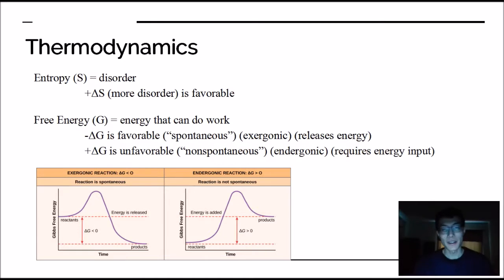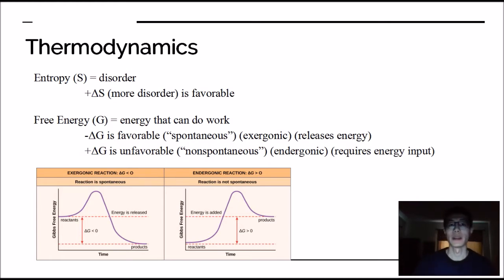Alright, so the first thing that we like to talk about in regards to thermodynamics is this concept of entropy. Entropy measures the amount of disorder within a system. You can have an increase in disorder, meaning a positive delta S, or a decrease in disorder, meaning less disorder, and that's going to be a negative delta S. In terms of entropy, a positive delta S is more favorable. You want a reaction to have an increase in entropy, or an increase in disorder.